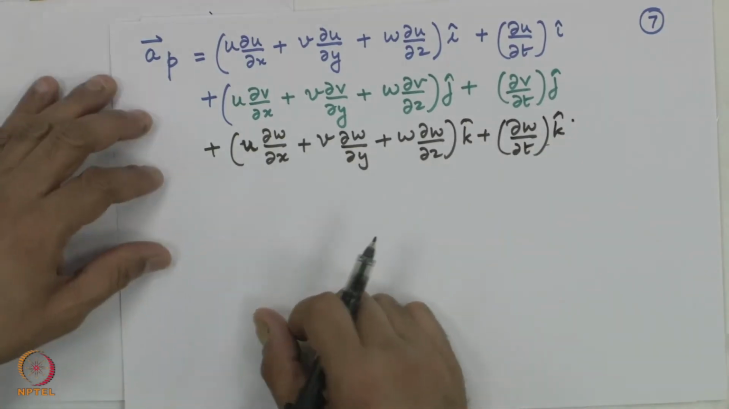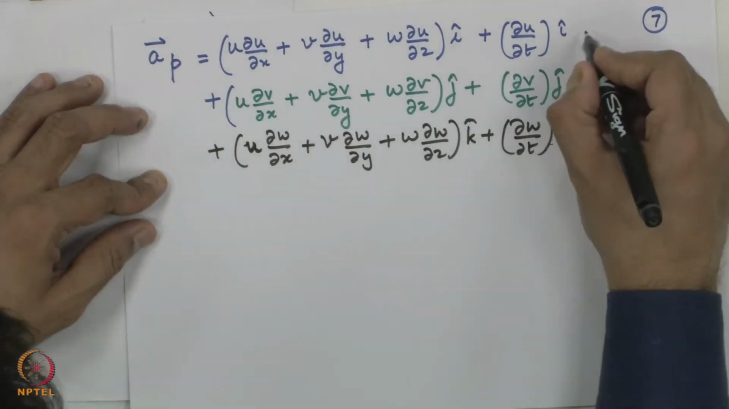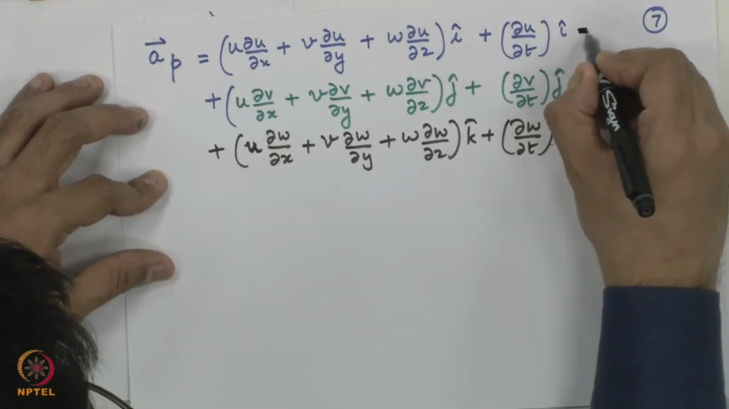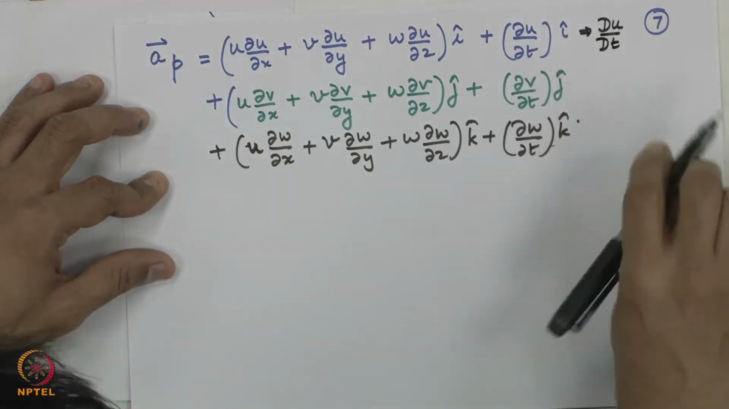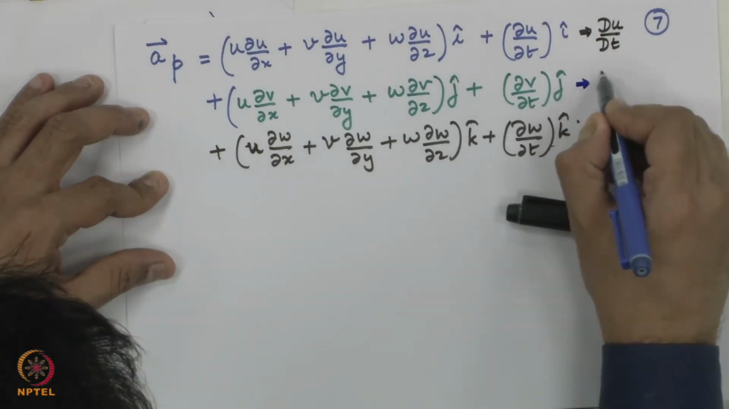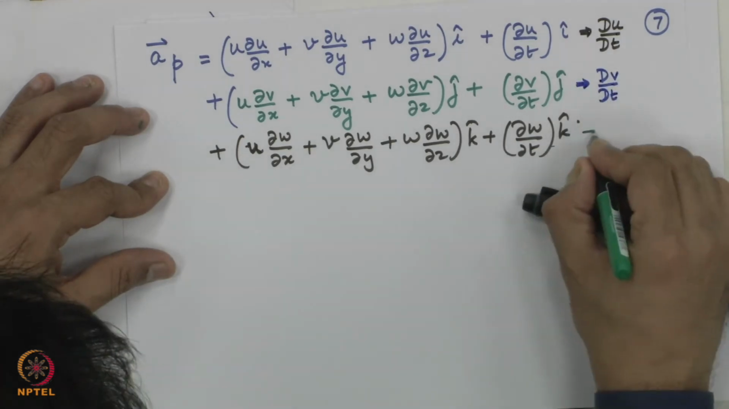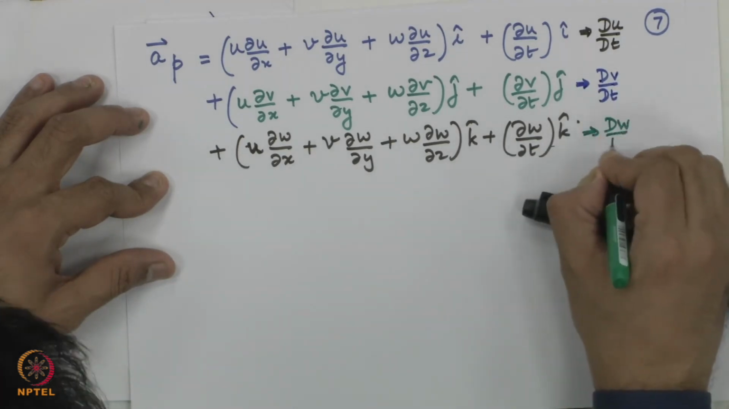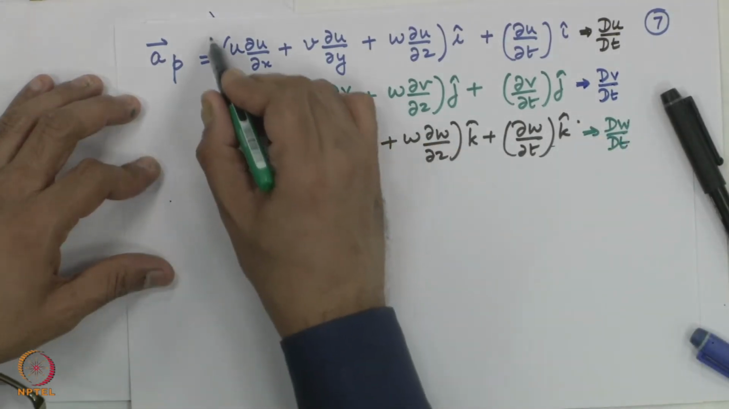Okay. This first term written in blue is given the definition du by dt. This is given dv by dt and this is given dw by dt. This is acceleration x component.